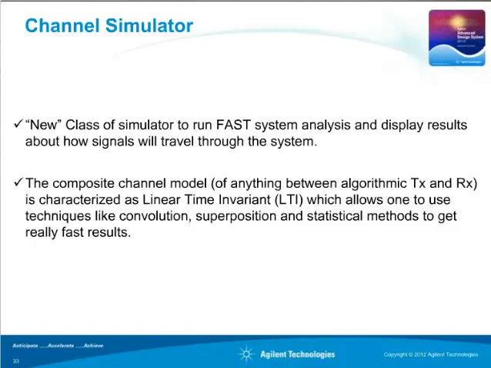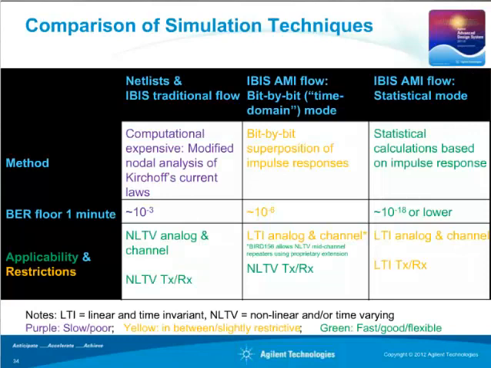as well. The composite channel, that's anything between the algorithmic transmitter and receiver, is characterized as linear time invariant, and that gives us access to convolutional superposition techniques and statistical methods to get at these results really quickly. So let's look here at this particular slide. This gives you some insight into how we access that speed and some of the trade-offs.